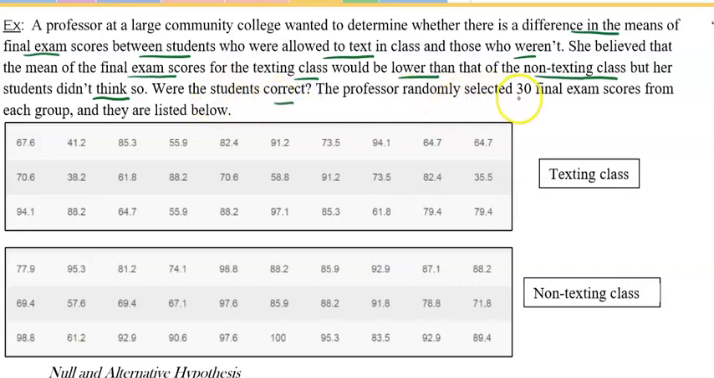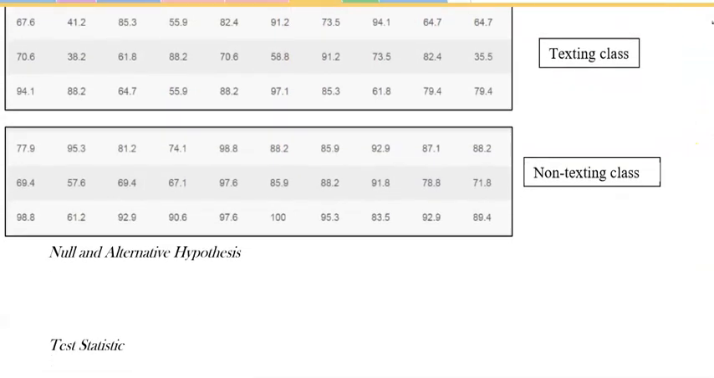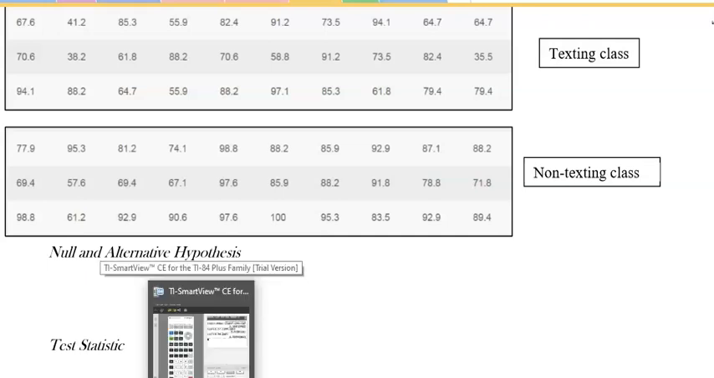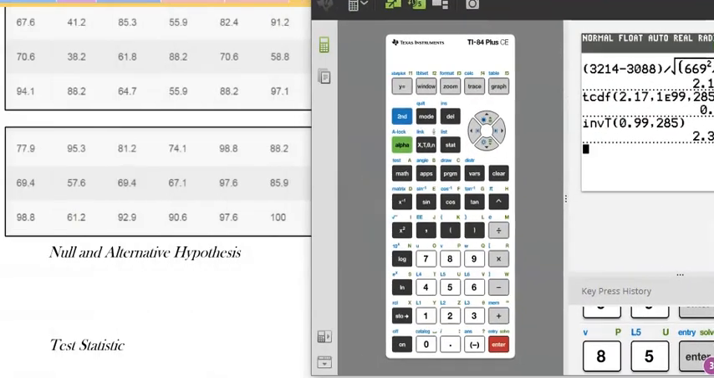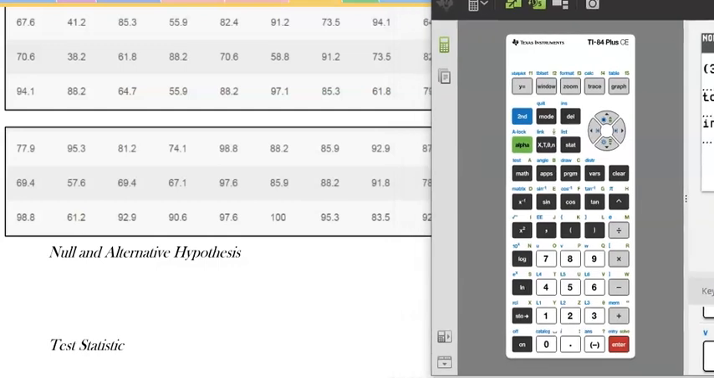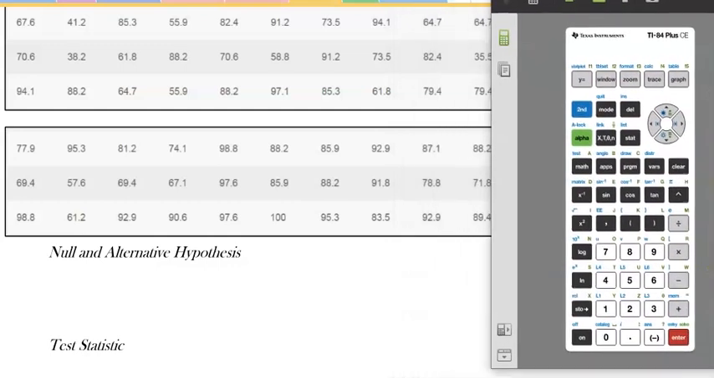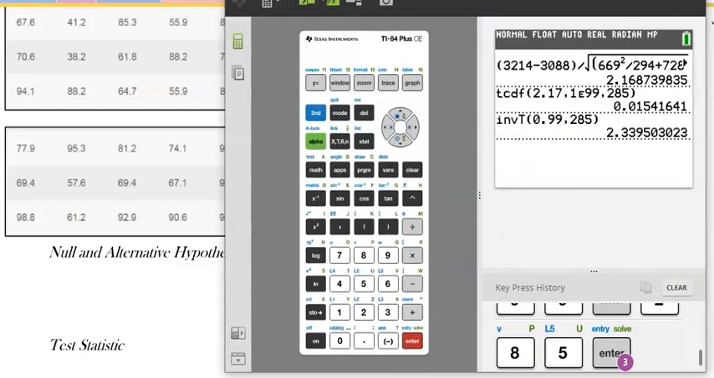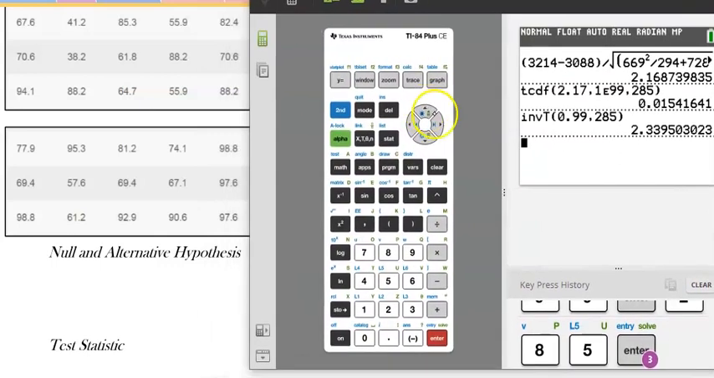The professor randomly selected 30. The reason they selected 30 from each is so they could use the T or the Z distribution. And the following values are given. So one of those I'm going to do on a calculator to show how you do it, and the other I'm going to do without the video because, you know, saving time. So let me start with the texting class. And what we're going to do, we want to input all of these values in. Let me input those first.